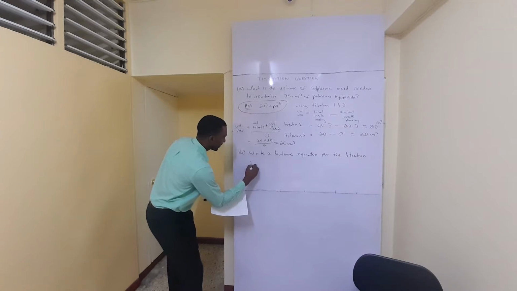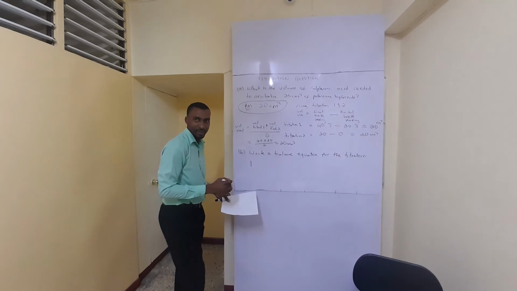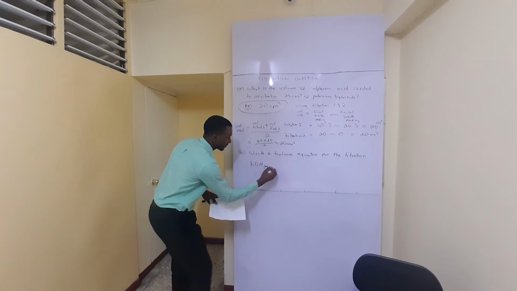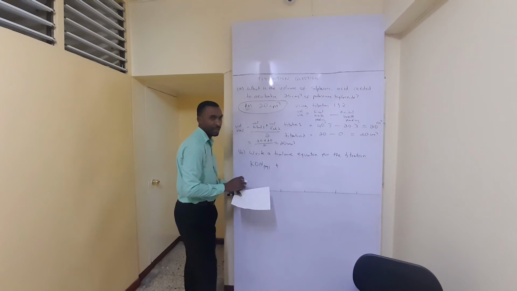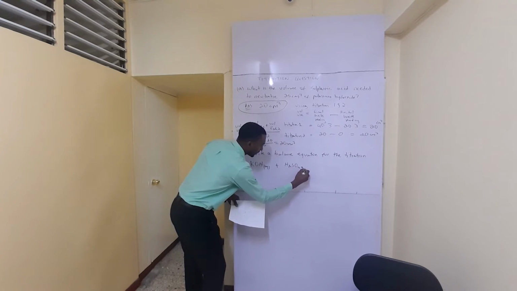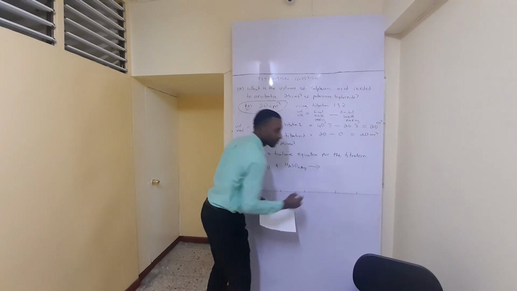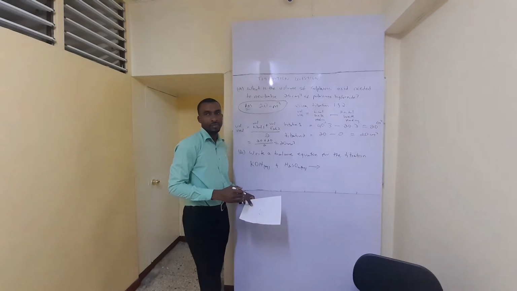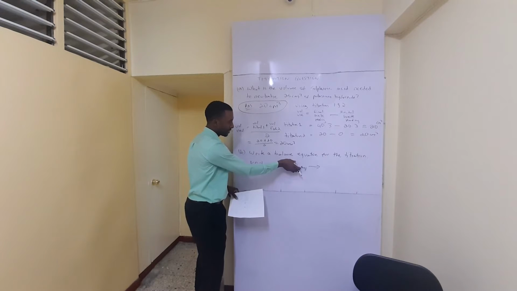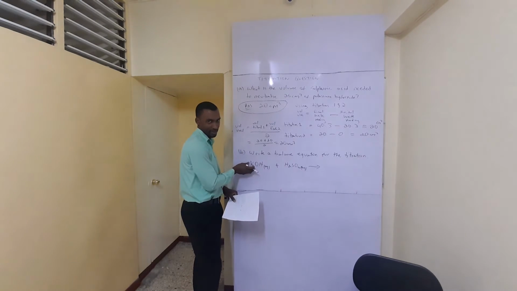So it is potassium hydroxide. What's the formula for potassium hydroxide? KOH, and it's aqueous. Plus, what's the formula for sulfuric acid? H2SO4, aqueous. What do we produce? Salt and water. So normally salt is the anion from the acid and the cation from the base.